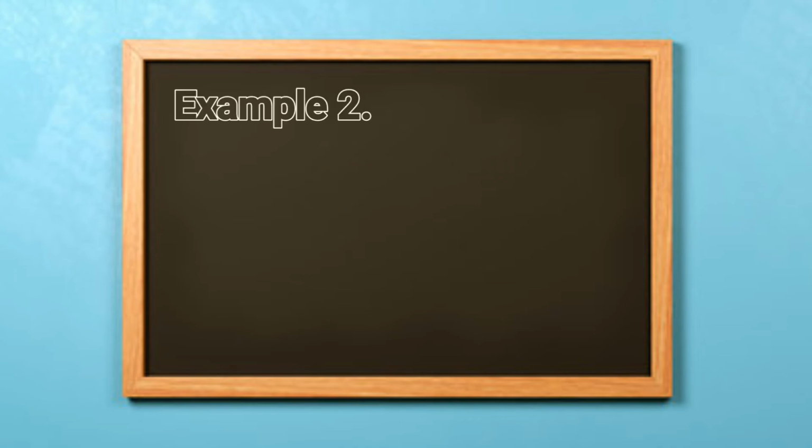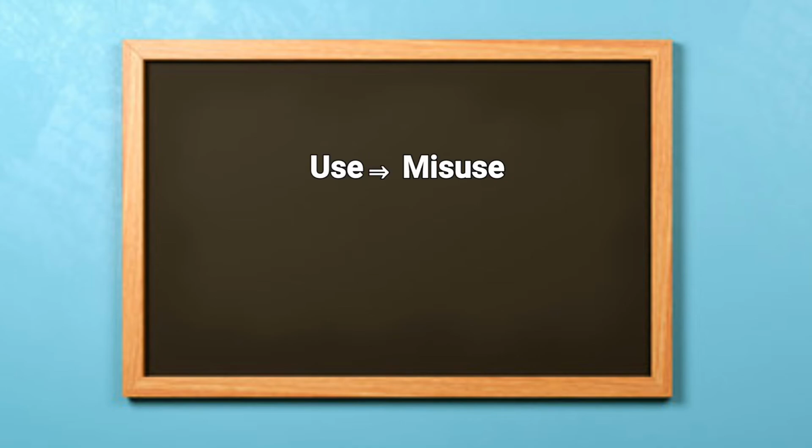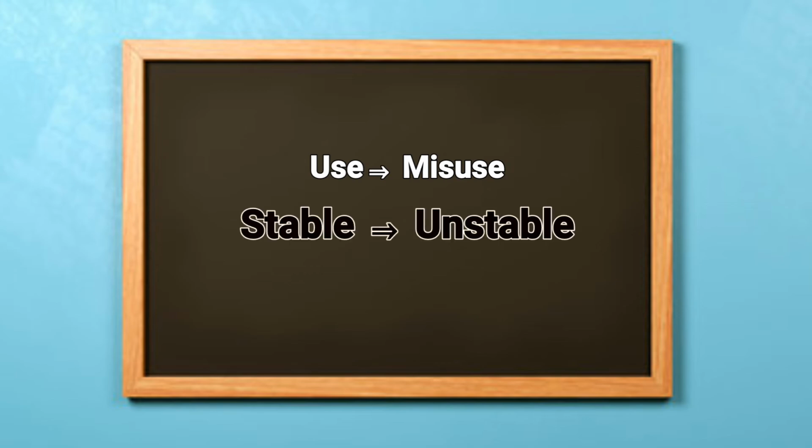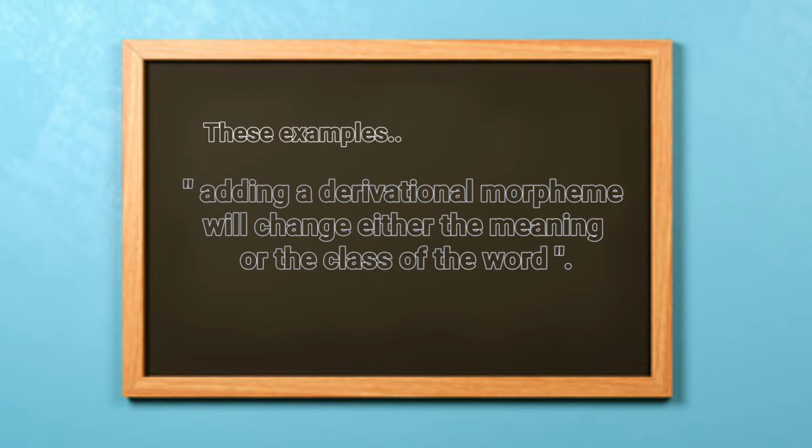Example 2. Use, misuse. Use is a stable word and misuse is unstable. Meaning is totally changed. As seen from these examples, adding a derivational morpheme will change either the meaning or the class of the word.